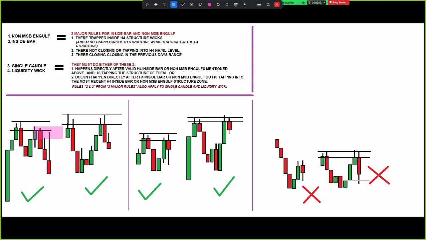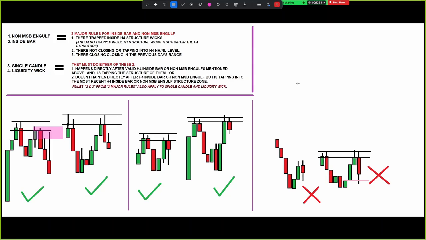I think that about wraps it up. And same thing, it has to close your single candle or liquidity wick also must close within the previous day's range. Okay, so obviously I'm going to go on the charts now and give some examples that you can look at, but I hope this makes sense. If it doesn't, watch it again. Watch it as many times as you have to for it to make sense to you.